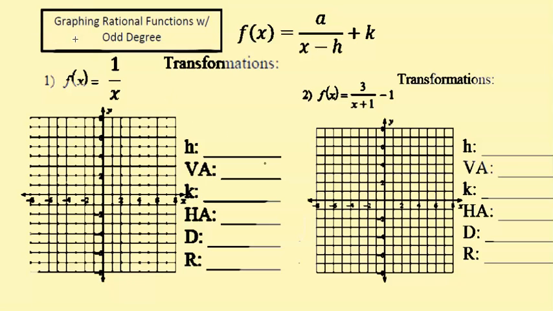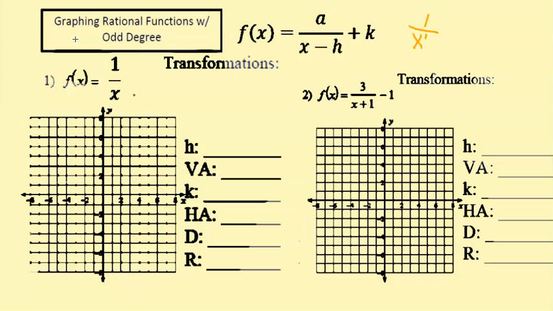Page 30 and 31. Graphing rational functions. On this page, on page 30, we're going to look at 1 over x, where this x has a power that is odd. In this case, it's 1. So let's look at the parent function first.